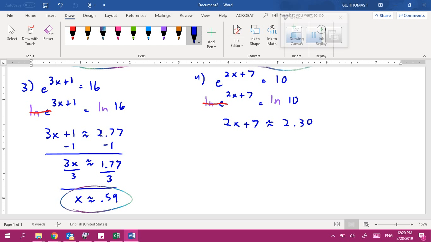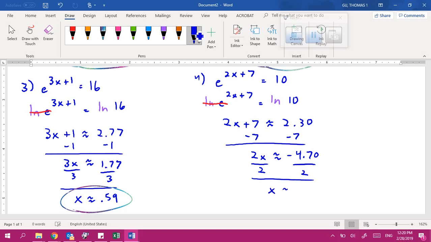And so now we just got to isolate x. We got to get him all by himself. What do we do? Subtract 7. So we have 2x is about negative 4.70. And lastly, which means x is about negative 2.35. And there it is.